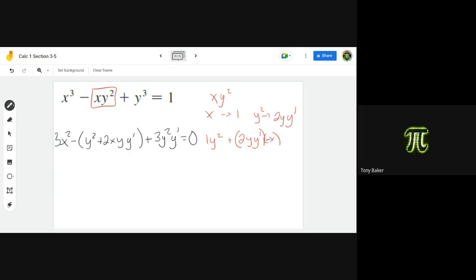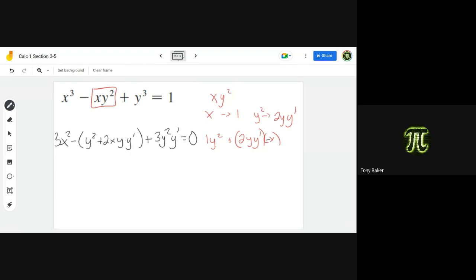Yes. Oh, that doesn't matter. As long as you recognize that it's y prime and not something else, it doesn't matter where you put it. It's just multiplication. Yeah.